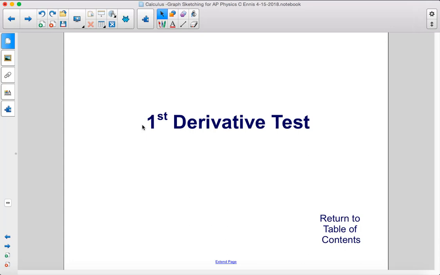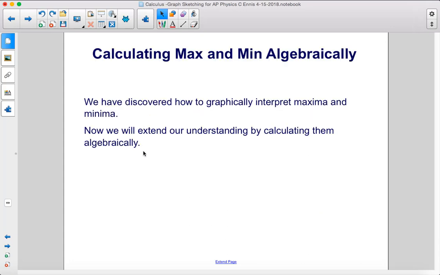First derivative test. Calculating max and min algebraically. We have discovered how to graphically interpret maxima and minima. Now we will extend our understanding by calculating them algebraically.